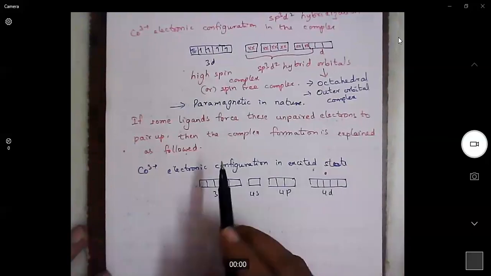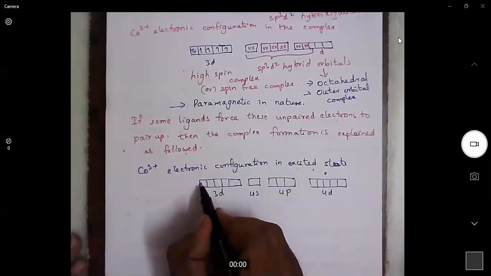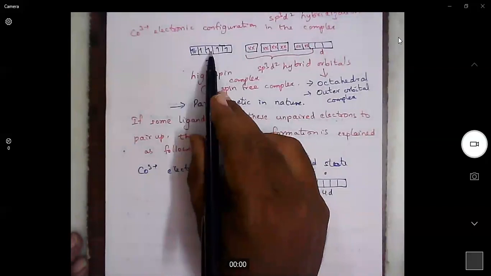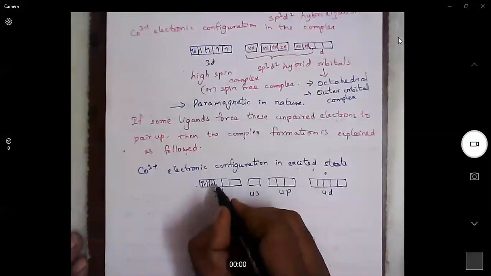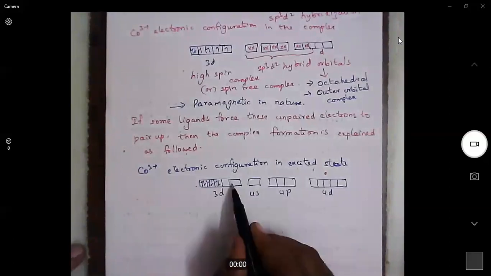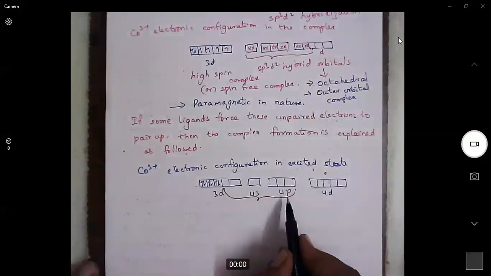Now, in 3d, we have 6 electrons. As I said, if the ligands force these electrons to pair up, this electron will come here and get paired, and this electron will come here and get paired. So instead of 4 single electrons, we will have 3 pairs of electrons, and these 2 orbitals are empty. Now, according to the coordination number, this complex requires 6 empty orbitals: 1, 2, 3, 4, 5, 6. So it uses 2 orbitals in 3d, 1 orbital in 4s, and 3 orbitals in 4p.